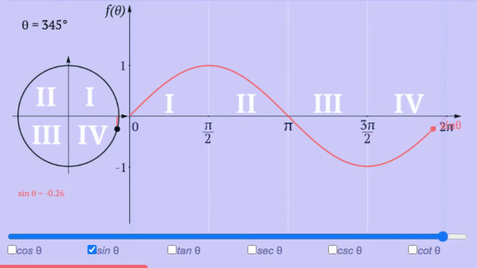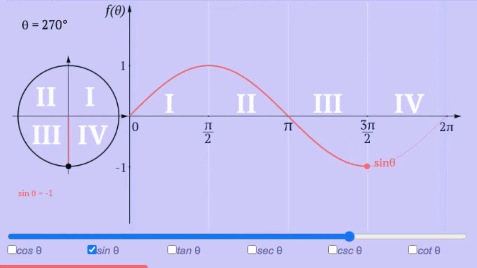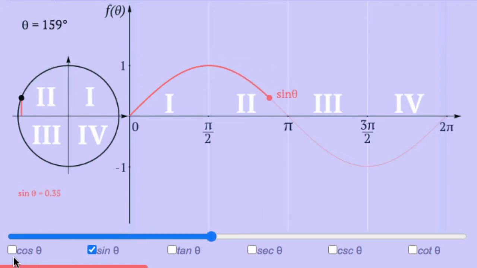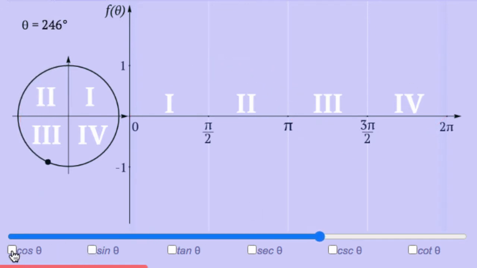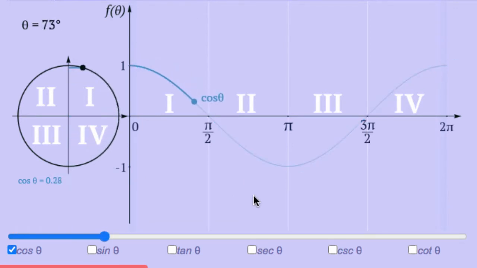So it starts at 0 for 0 degrees or 0 radians. There's a maximum at pi over 2 of 1, and then a minimum of -1 at 3 pi over 2. Now let's look at the cosine. Now the cosine is the x value.